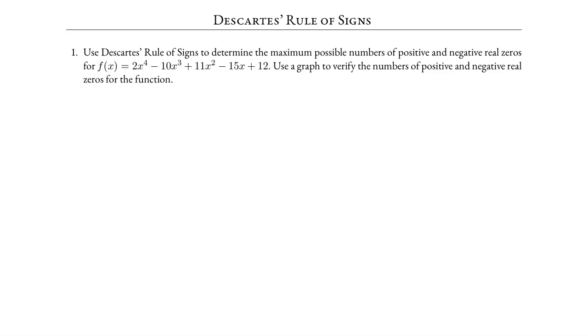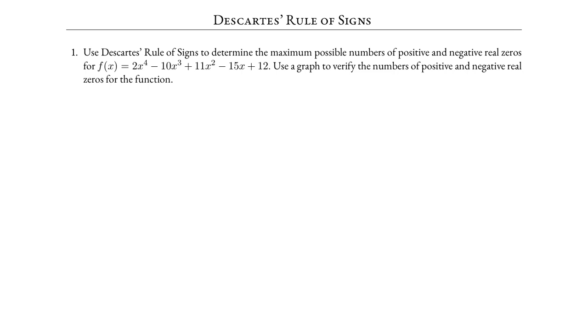Use Descartes' rule of signs to determine the maximum possible numbers of positive and negative real zeros for the function f of x equals x to the fourth power minus 10x cubed plus 11x squared minus 15x plus 12. Then use a graph to verify the numbers of positive and negative real zeros for the function.